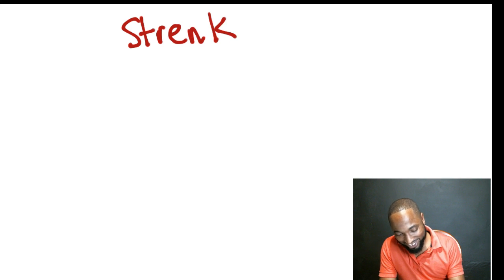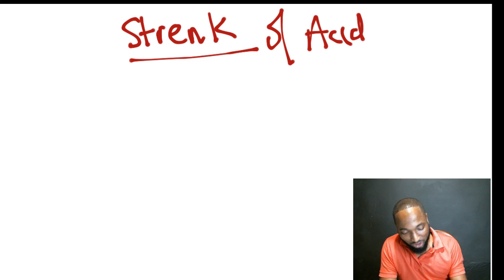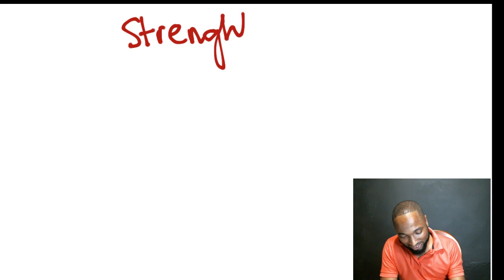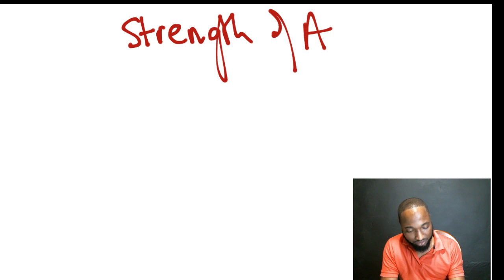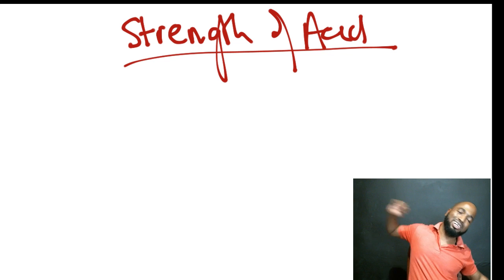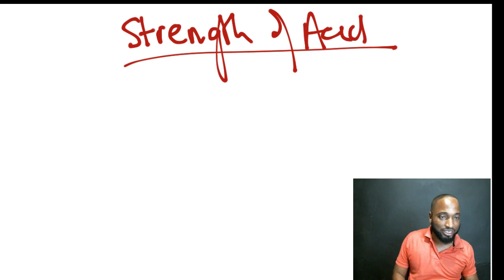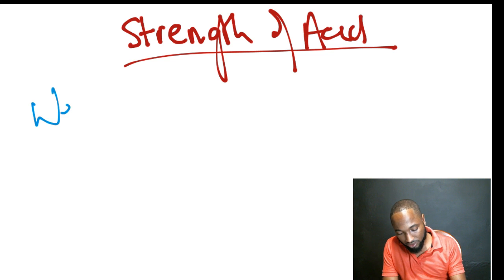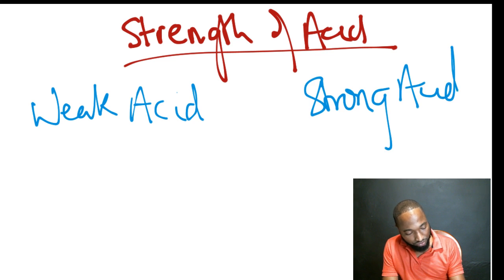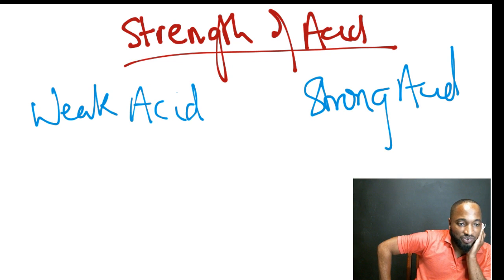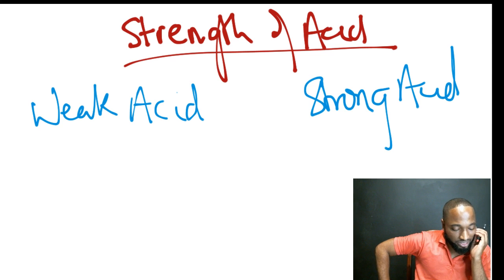Strength of acid, right? So let's talk about the strength of the acid. So you have weak acids or strong acids. What's the difference between a weak acid and a strong acid? Give some examples of weak acids and strong acids. A strong acid is one that is fully ionized in solution, so all H+ ions ionized. A weak acid is one which is partially ionized. So people did give the definitions.